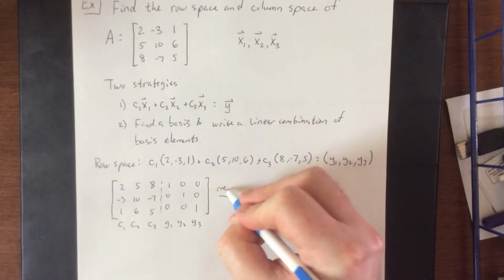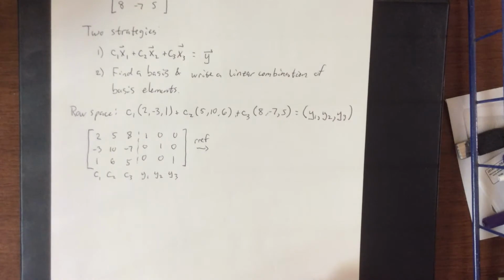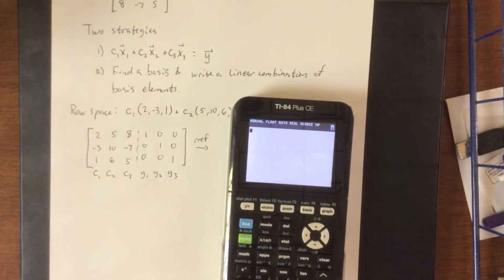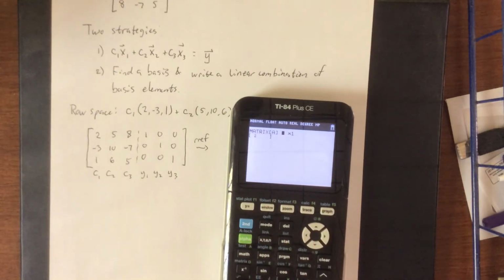I'd like to take this down to reduced row echelon form, and in order to do so, I'm going to be making use of the calculator. Calculator is an awfully big help on this one. So enter the matrix menu, head over to edit. We're going to edit ourselves a 6 by, nope, that's not right. Try that again. That's a 3 by 6, not a 6 by 3.